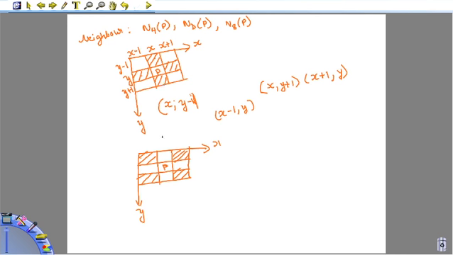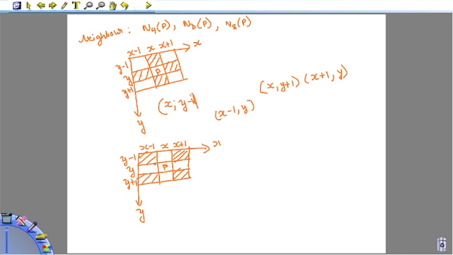Now if you need to write the coordinates, you take this as x, and this would be your x minus 1, and this would be your x plus 1, and again this would be your y. So the previous would be y minus 1, and the next coordinate would be y plus 1.